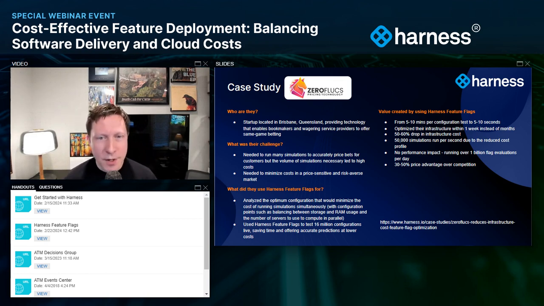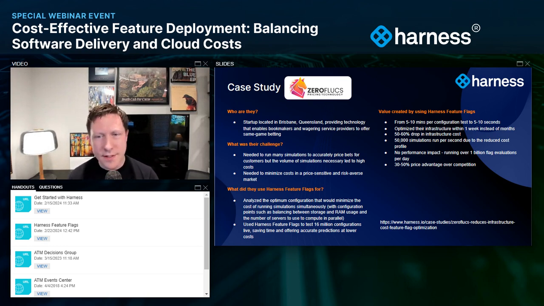But one of our customers, Zero Flux, they're based out of Queensland, and they provide technology for bookmakers and wagering service providers for same game betting and everything. So think about the NFL, whether that's with a football pigskin or a soccer ball, wherever you are in the world. I said both those words wrong probably, but they help with gambling and all that fun, right? What's interesting here is the case study for them is they coupled feature flags with their deployment and delivery of software so that they could reduce their cloud spend, right?